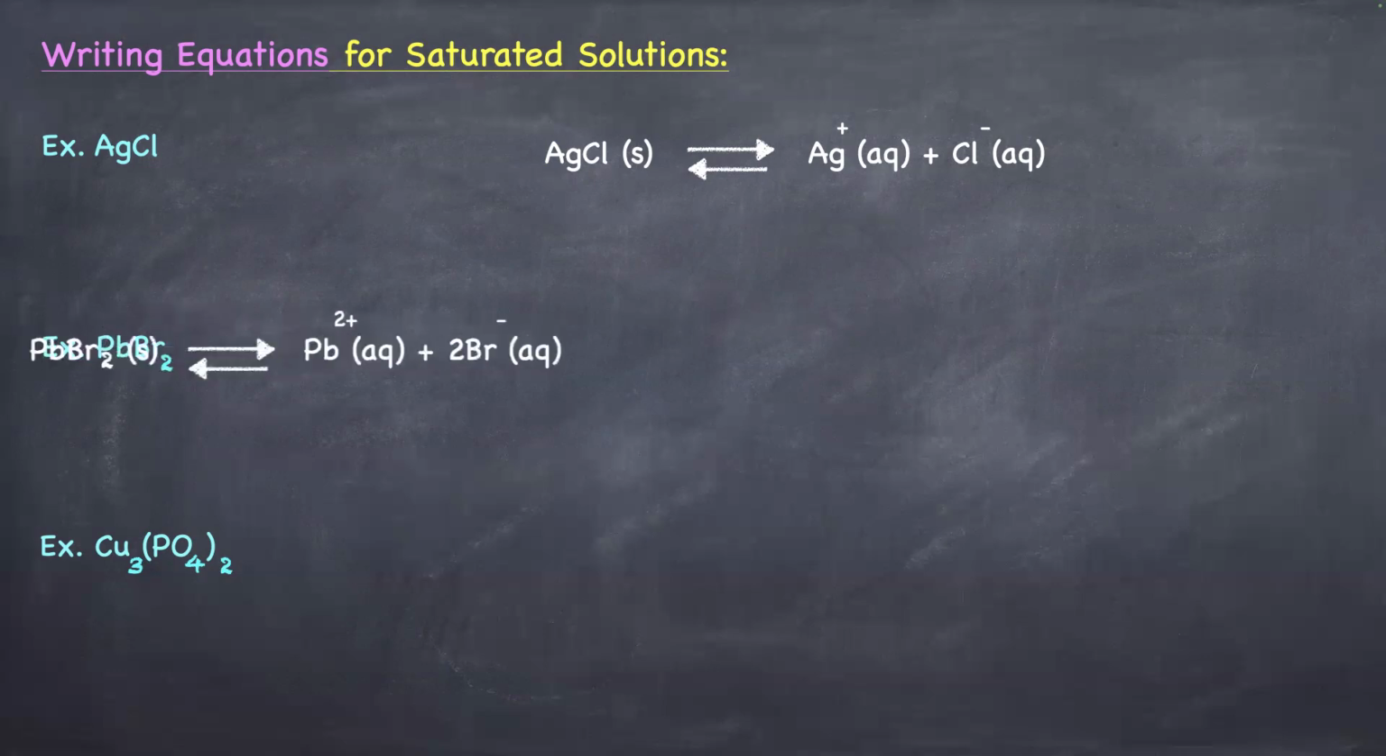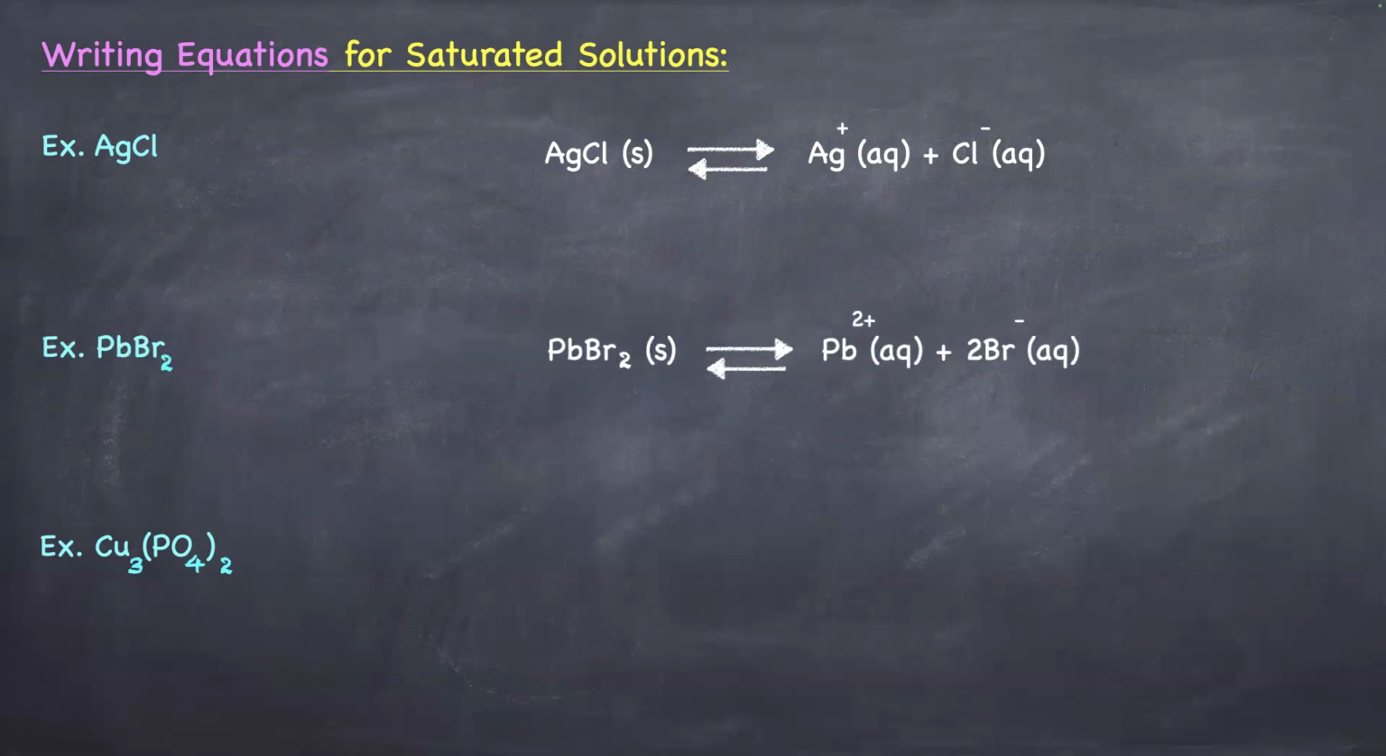For PbBr2, the next example, it's the same thing. The solid on the left, the ions on the right, but we have to watch that in the case of PbBr2, we end up getting 2 Br minuses, and that's because of the subscript underneath it, which indicates that there are 2 Br minuses in that solution. And then we write the equilibrium in between, and that's how we write the saturated solution equation. In case you don't know how to figure out how many ions you have, I have another video explaining how to figure out how many ions are in an ionic compound. In case you want to, I can tag it over here and you can watch it.